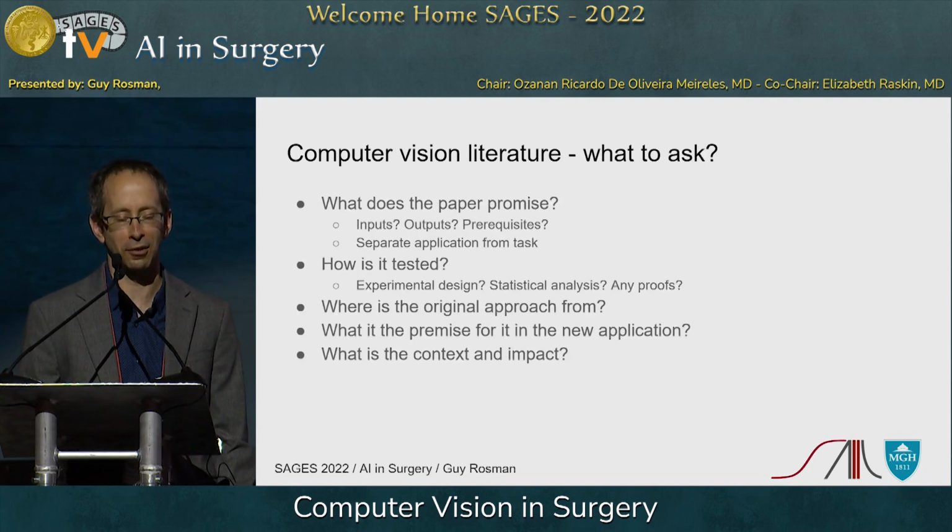Finally, you want to ask yourself, what do I need to ask about computer vision literature? And this has been discussed in the previous slides. We want to ask, what is the premise? What is the context? Is it rigorously tested? What aspects of the testing that was done there would actually apply to the clinical problems I'm interested in? And what was the original premise in the approach that they took, and why does it make sense for me?